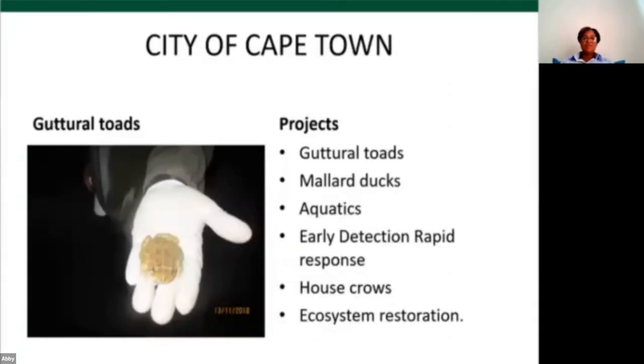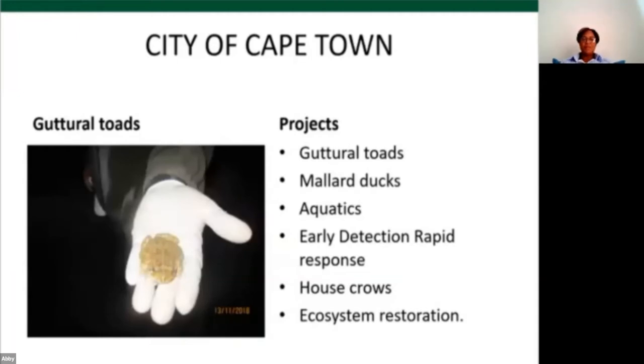City of Cape Town is the other service provider that is responsible for the implementation of the guttural toads eradication and muscovy ducks eradication. They are working on the aquatics in the City of Cape Town area. They also do an early detection, rapid response project. They're also responsible for the house crows eradication in the City of Cape Town. They also implement ecosystem restoration projects in the Western Cape.